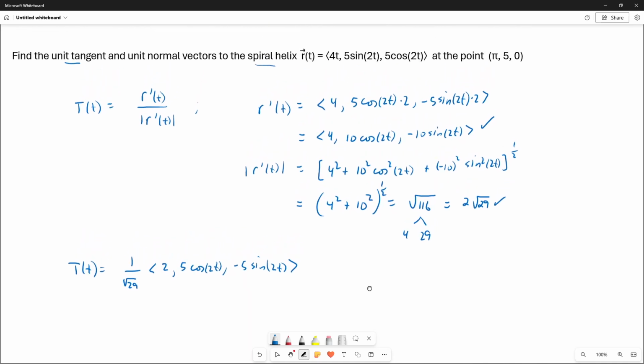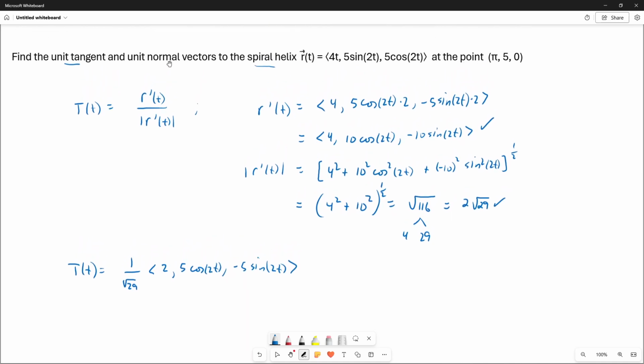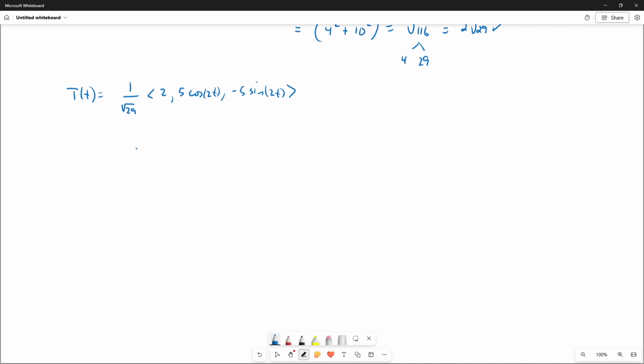At any point, eventually we'll go back and worry about this point, but first let's find the formula for the unit normal vector. So the unit normal vector, N of t, is equal to T prime of t divided by the magnitude of T prime of t. So T prime of t is 1 over the square root of 29 times the vector ⟨0, negative 10 sine of 2t, negative 10 cosine of 2t⟩.